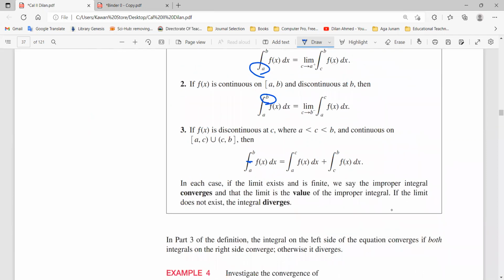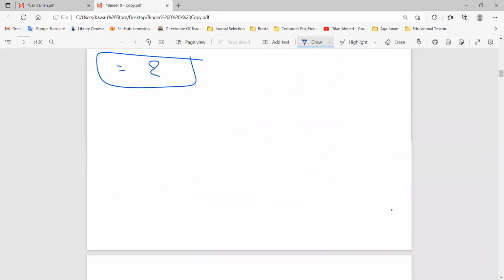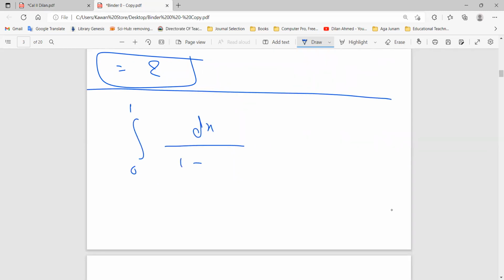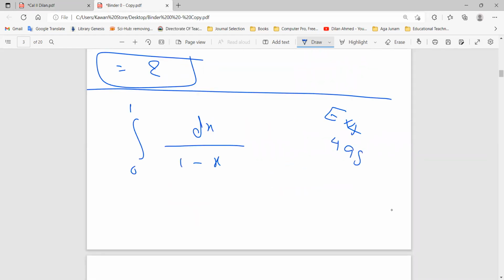Maybe the vertical asymptote is here. So here we deal with it. Now I'm going to solve that example, the integral from 0 to 1 of 1 over (1 minus x) dx. This is example number 4 on page 498 in Thomas, 14th edition. So how do we solve that one?